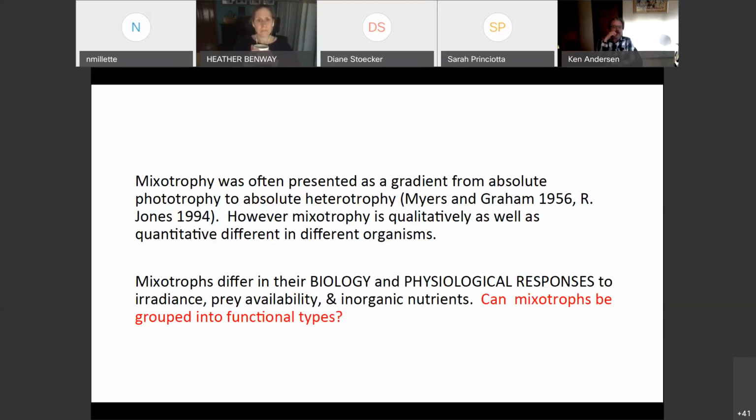But actually that really doesn't work very well because mixotrophy is qualitatively as well as quantitatively different in different organisms. And mixotrophs really differ among themselves in their biology and their physiological responses to important environmental variables like irradiance, prey availability, and inorganic nutrient availability. And so this led to efforts to group mixotrophs into what we would now call functional types.